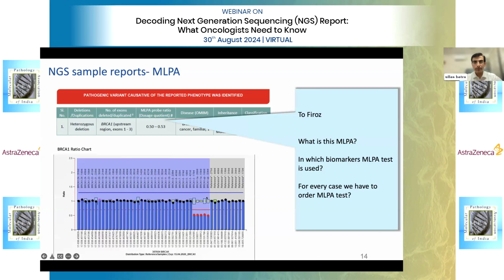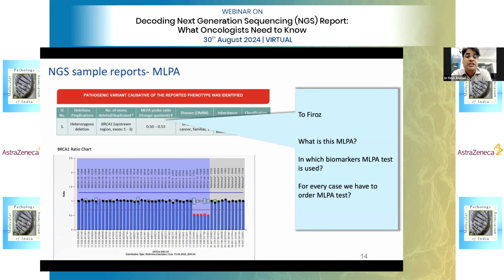Okay, Dr. Feroz? Yeah, I agree with her. MLPA is nothing but a multiplex ligation-dependent probe amplification assay. It is a good technique to detect large deletions and duplications, which cannot be picked up even by the best of the best pipelines in NGS. So whenever an NGS report is negative, and as madam suggested, if there is a very strong family history, like for example HBOC syndrome, then the probability of getting a deletion or duplication in BRCA is very high, and in such a scenario the MLPA test should be considered.